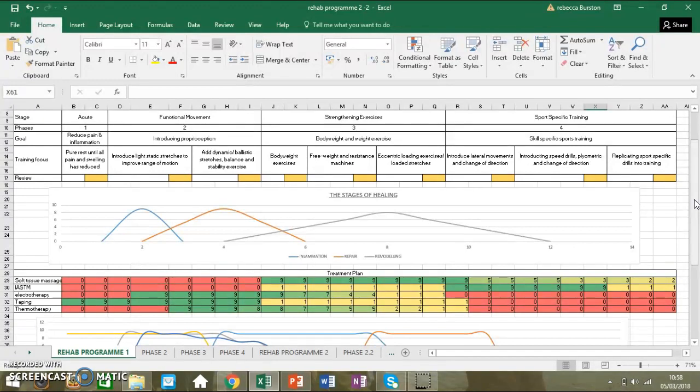The reddy orange line is the repair stage, so this is when the athlete will be focusing on the stability, strengthening and movements of the injury. And then the final line on the graph is the grey line, and this is the remodelling stage of the stages of recovery, and this is for picking up the stability and being able to put more weight on the injury.